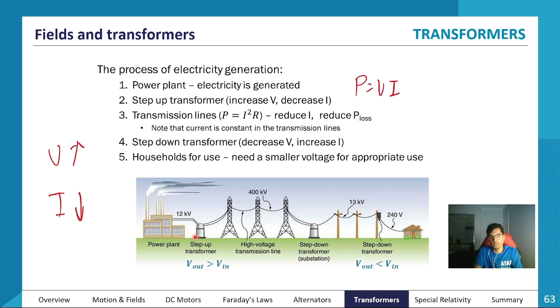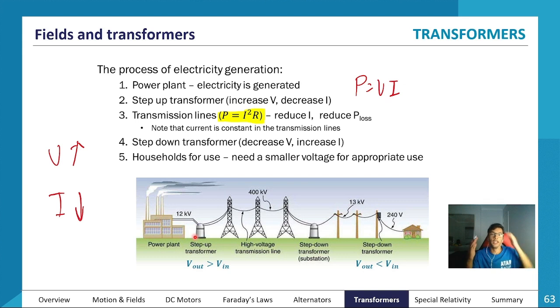Power loss is equal to I squared times R. So if we decrease the current, the power loss will also decrease. And this is why we actually want to use transformers. If we want to increase the voltage and use lots of high voltage lines, the current will decrease. And when the current is less, the amount of power that we lose through transmission will be a lot less.